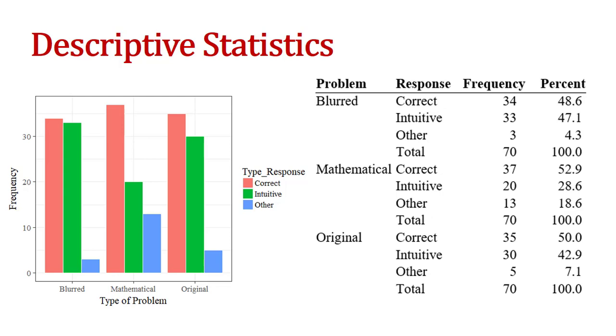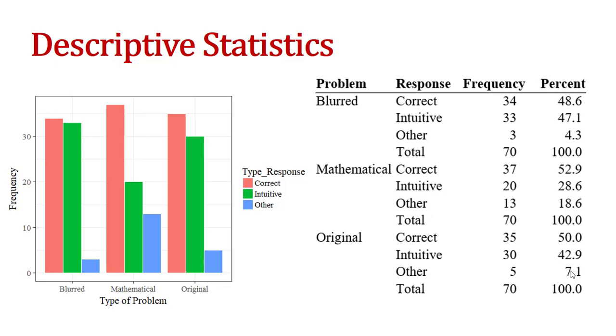As we can see here, we've got a frequency, and here the percent. In the blurred, we've got a similar amount of correct and intuitive, and much less other. In mathematical, correct is much more than intuitive, and intuitive is a bit better than other, but not too much, unlike in the other cases. And the original got 50% correct, 42% intuitive, and 7% other. Okay, so these are the descriptive statistics.